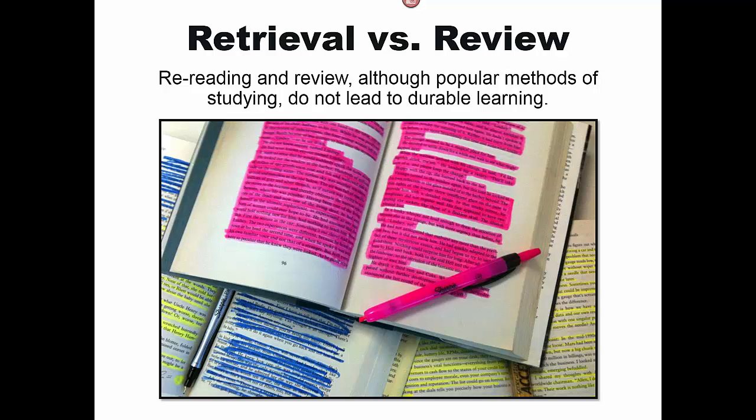Most people will say that they study best by rereading the content and reviewing their notes just before a test. This is called cramming. The problem with cramming is that it doesn't lead to durable learning. Studies have shown that cramming may lead to higher scores on immediate tests, but most of what is learned is forgotten shortly after the test.